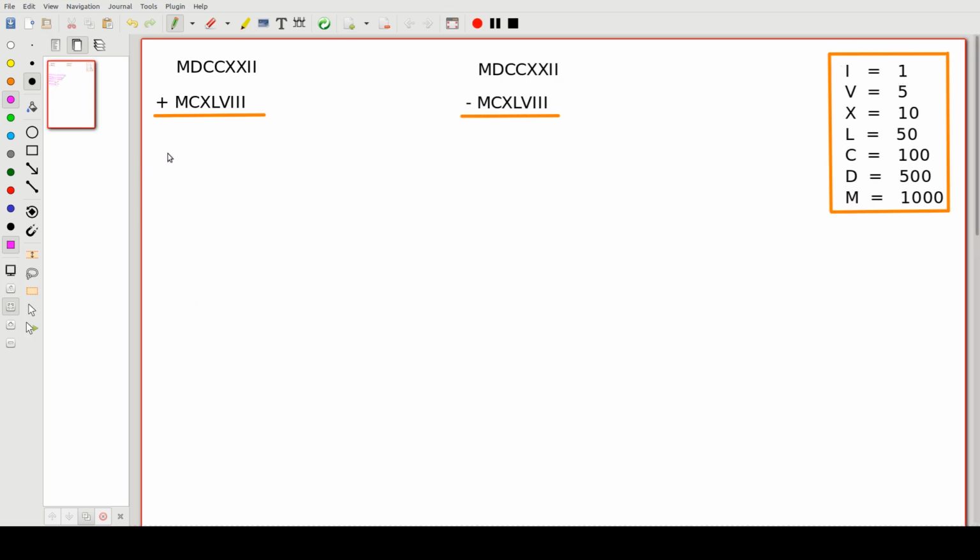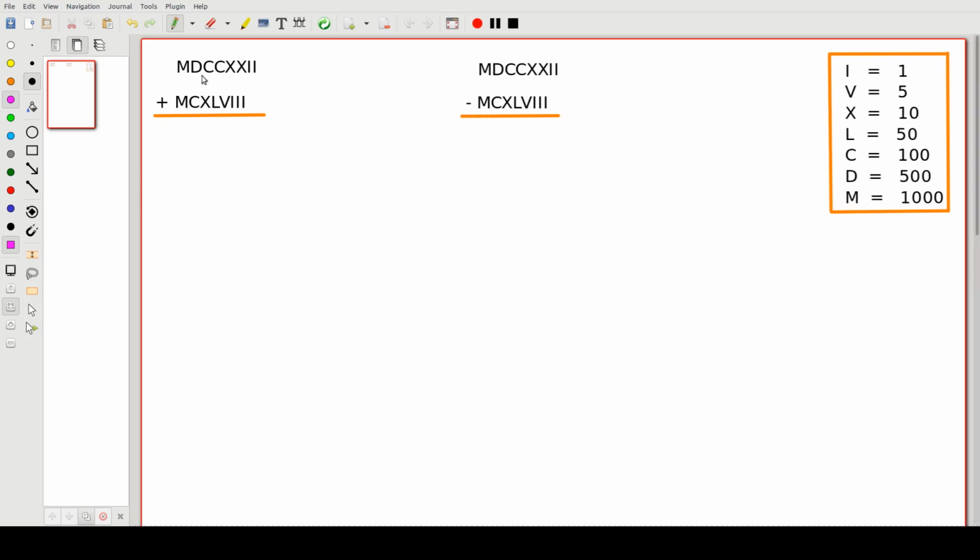Okay, so step 1. We want to change any subtractive notation into additive. What do I mean by that? A number like VII is additive, because we have the V and then we add the I and then we add that I. So we get 7, 5 plus 1 plus 1. IV would be subtractive, because we don't say 1 plus 5. In this case, we say 1 less than 5, which is 4. So this is the difference between additive and subtractive notation. And how you can spot that is if you see a lower valued letter in front of a higher valued letter. That would be subtractive notation.